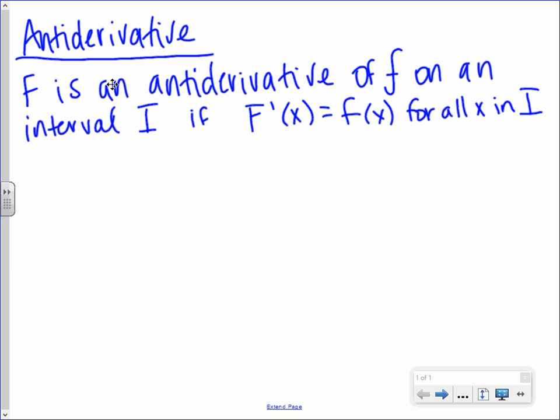Okay, so through this worksheet, this is what you did the whole time. Capital F is the antiderivative of little f on an interval I, not really important, if the derivative of big F is the function little f. So our antiderivative, if we take the derivative, we get back to the original function. That is what you did for all of those 12 problems on the worksheet. Specifically, this is what it means.